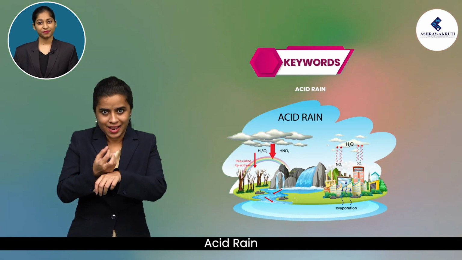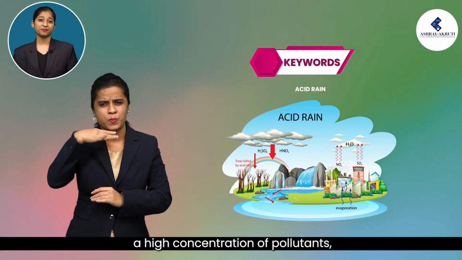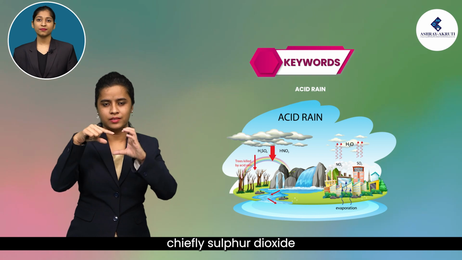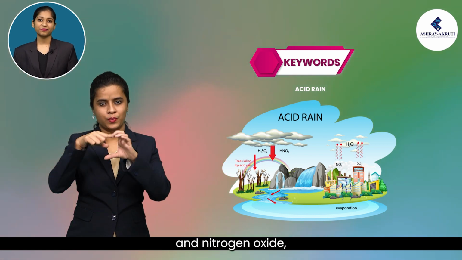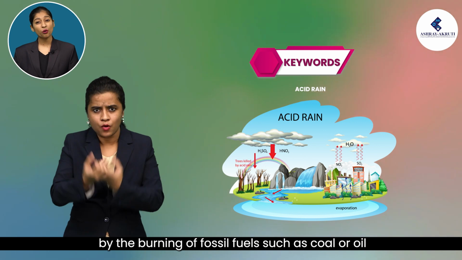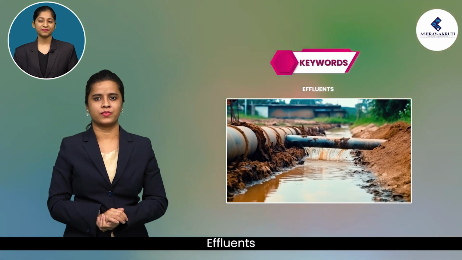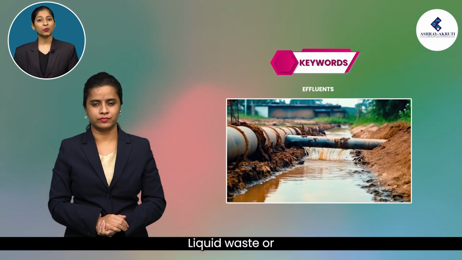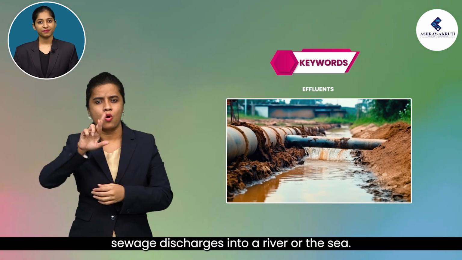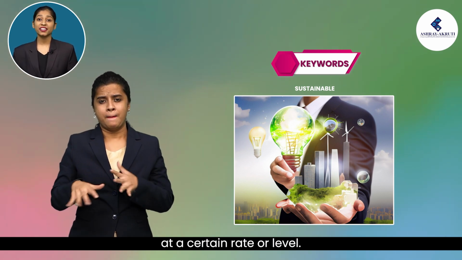Acid rain. Rain that contains a high concentration of pollutants, chiefly sulfur dioxide and nitrogen oxide, released into the atmosphere by the burning of fossil fuels such as coal or oil. Effluents. Liquid waste or sewage discharges into a river or the sea. Sustainable. Able to be maintained at a certain rate or level.